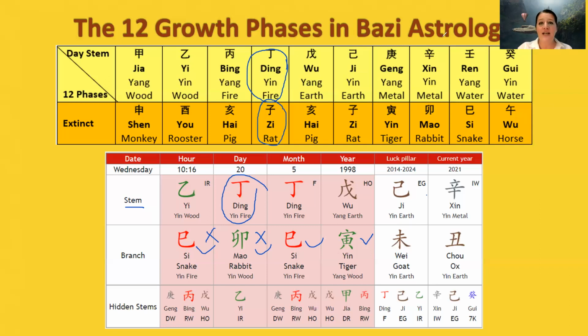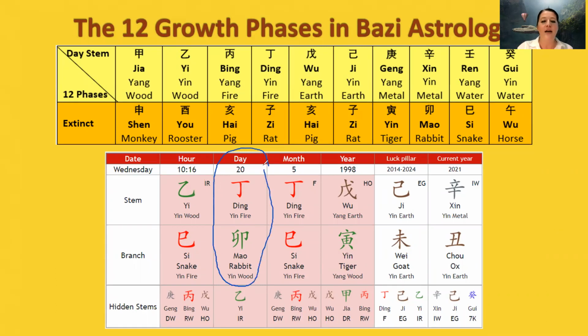Now, there's an additional layer of interpretation. That additional layer happens when you have a particular day pillar. So for this layer, you need to look at just this day pillar and check what element you have on top and what animal sign you have at the bottom. On top, you can have fire, earth, wood, water, or metal. And then, of course, one of the 12 animal signs at the bottom.